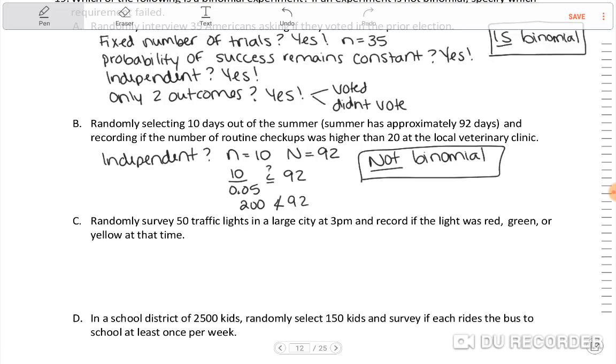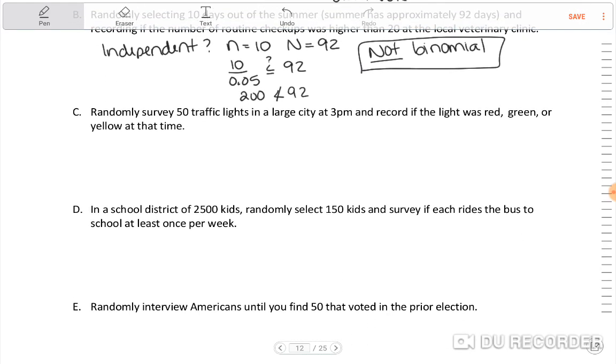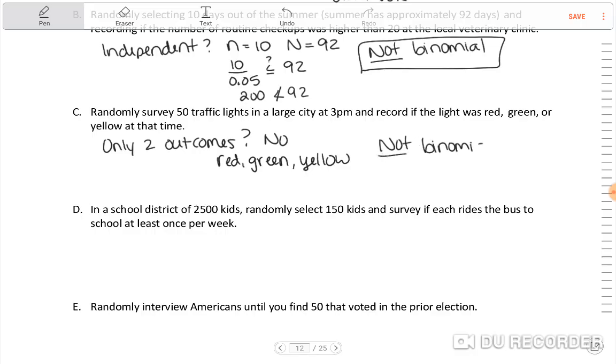Next. Randomly survey 50 traffic lights in a large city at 3 p.m. and record if the light was red, green, or yellow at that time. Is there only 2 outcomes? No. That would be no. There's red, green, yellow. So this is not binomial. I should have said no here. No, it's not independent.